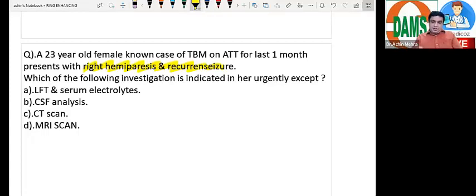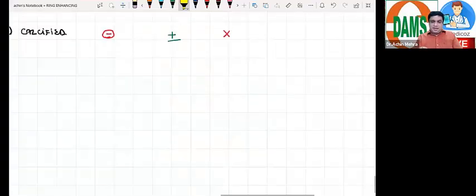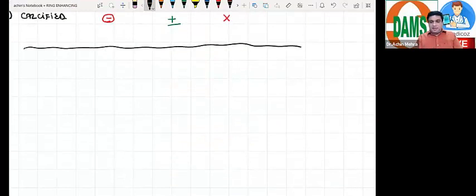Okay, so we know that the tubercular organism can live in me. Yes, and it can cause TBM, and one more problem, it can lead on to what?